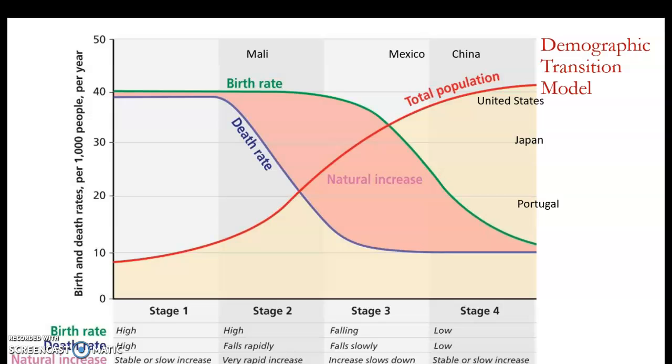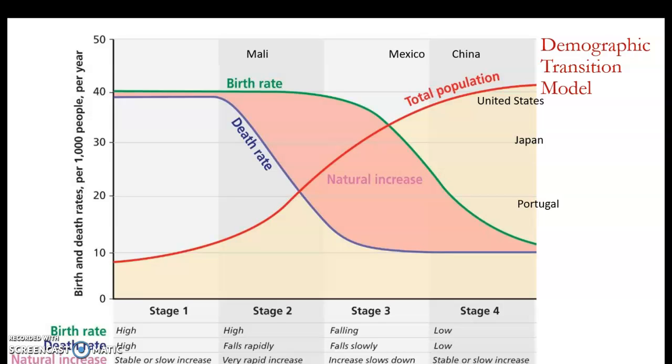The image on your screen is the demographic transition model. And again, I encourage you to use the study guide, and I also encourage you to draw this model. So this would be a good point in the lecture to pause and review as we go through these different stages. I truly feel that drawing this will help you better understand what's going on.